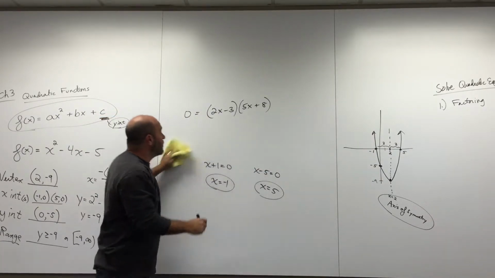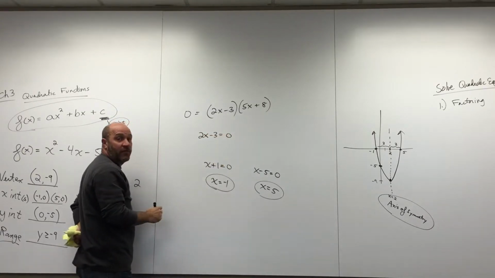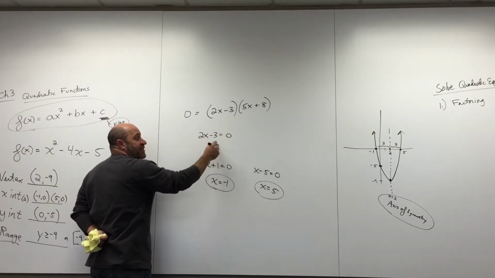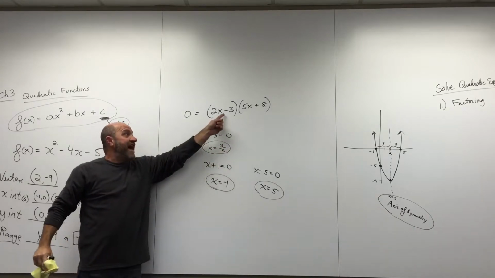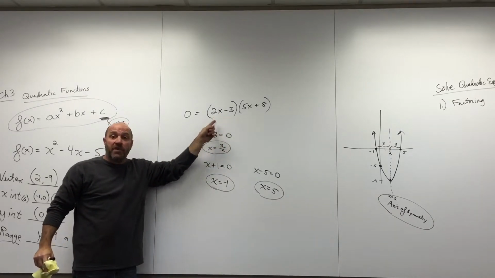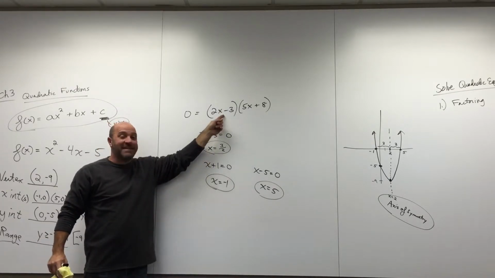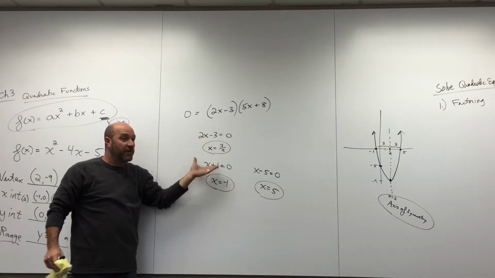Do you know what they would be? You would set 2x minus 3 equal to 0, and what would be your answer? 3 over 2. Good, you move the 3 over and you divide by 2, so it's 3 over 2. Notice again, the factor that had the negative sign ended up with a positive answer. But the answer is not 3, the answer is 3 over 2, right? You set this equal to 0 and solve.